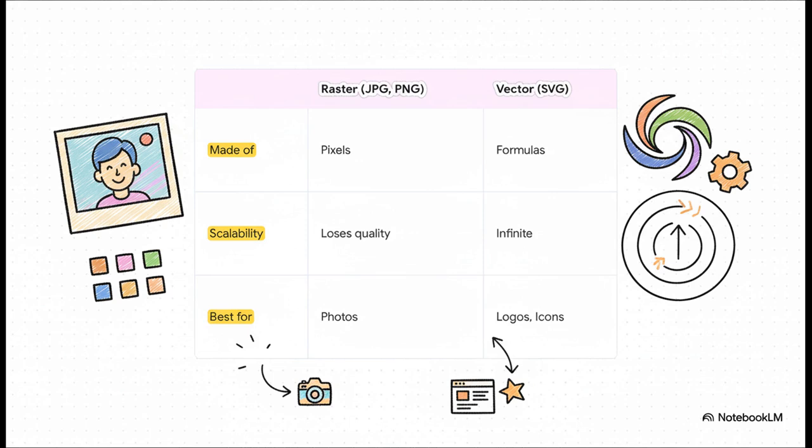Then you have vector graphics, or SVGs. These are drawn with math, which sounds weird, but it means they can be scaled to any size, from a tiny icon to a giant billboard, and they will always look perfectly sharp.